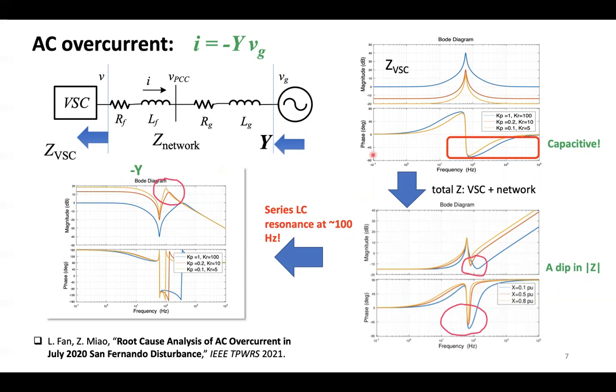So if you look at that, then the smaller gain invites a larger peak. And this peak basically says that when we have a disturbance, then there's about 100 Hertz overshoot in the AC current. And if the gain is smaller, then higher overshoot. So this set of figures shows that the overcurrent is happening because of this capacitive behavior, which makes it like a capacitor, then this is LC resonance, and then we will see a peak, okay?